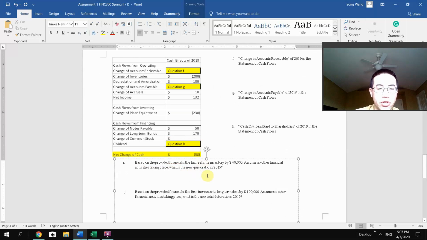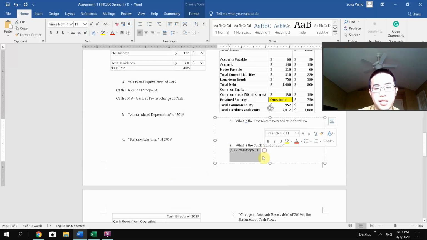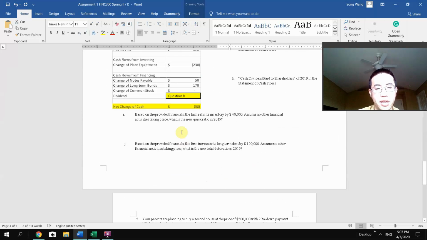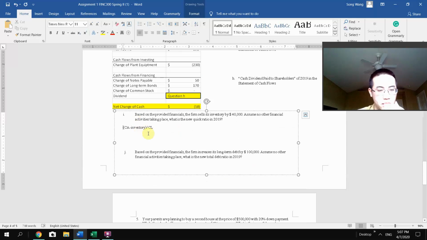And for this question, based on the provided financials, the firm sells inventory, and what is your new quick ratio? As I mentioned earlier, the quick ratio is current assets minus inventory divided by current liabilities. So if you finished the previous question, you had the old quick ratio. So what happened to the new quick ratio? You need to check what is your new current assets, what is your inventory, and what is your current liabilities.